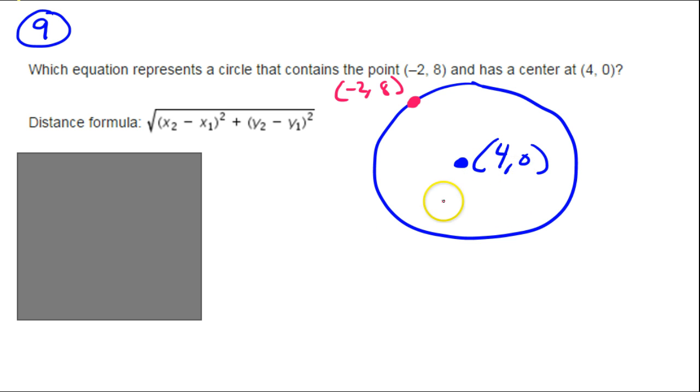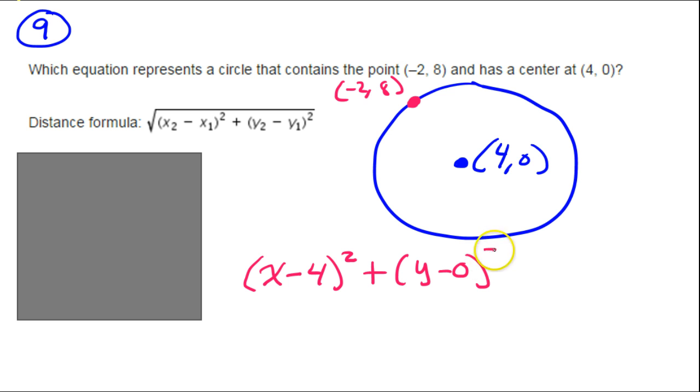Well, the center immediately gives us most of the equation, because we're going to go x minus 4, by doing the opposite of the 4. And then we're going to go y minus 0 squared. And that's going to equal the radius squared, which is what goes right here. We'll erase that 0 on the next step. So we just need to figure out what the radius is. Now, the radius is the distance between these 2 points.